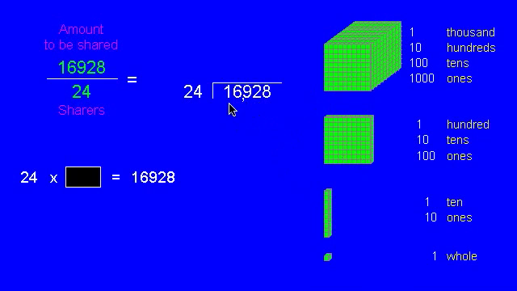The traditional method starts from the left. You have 1 truckload and 24 people, so no one gets a truckload. 16 crates, still not enough to give 1 each. So we start with the hundreds, the boxes of candy.